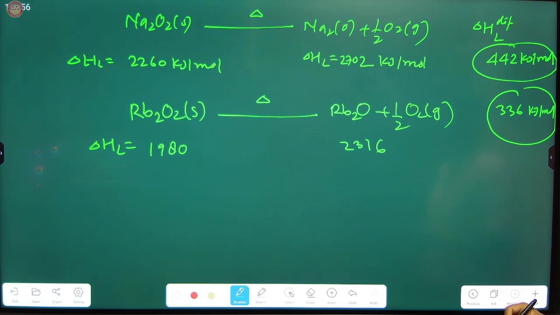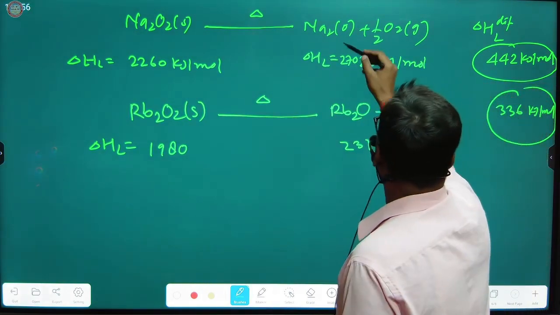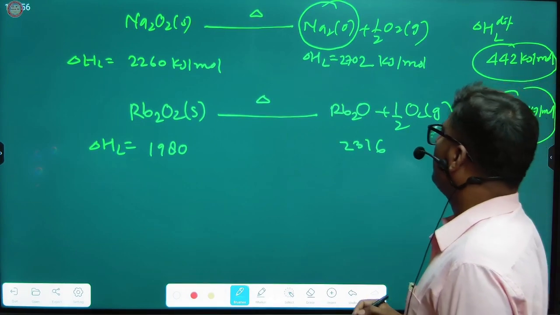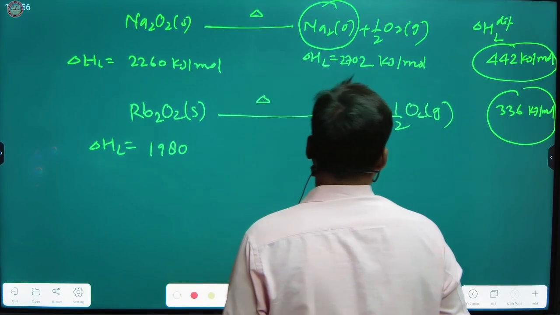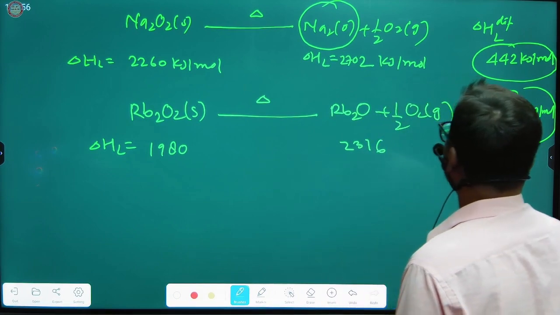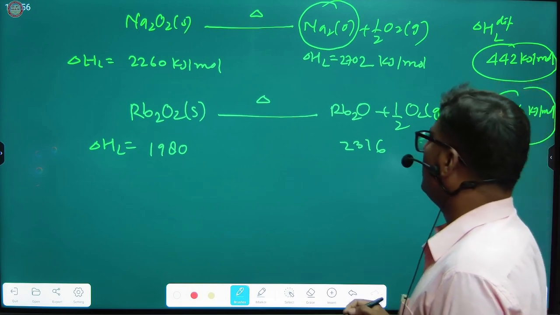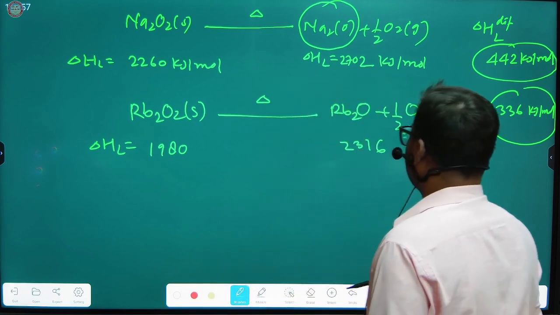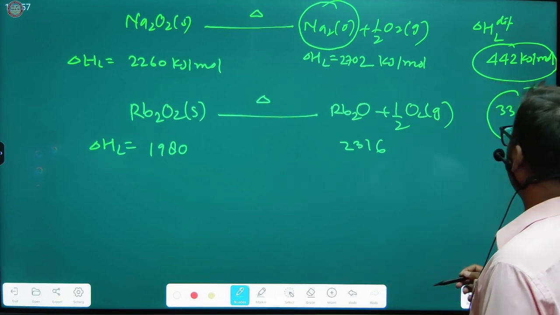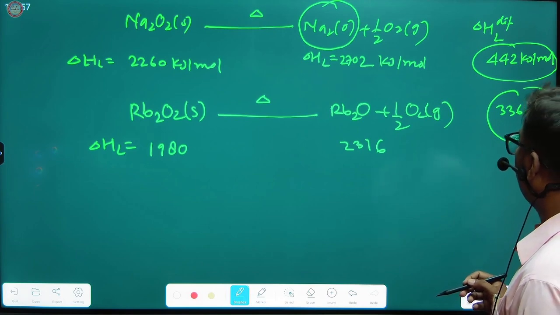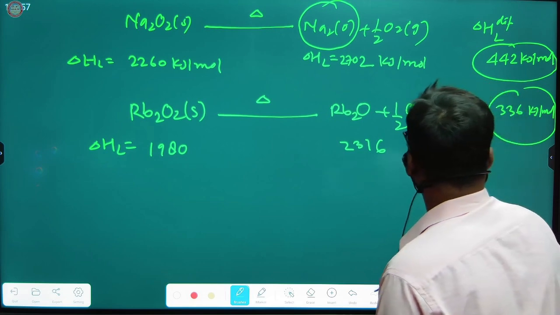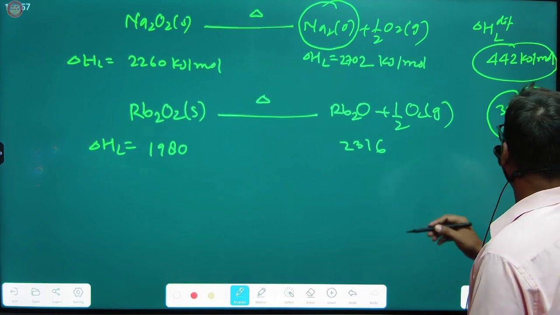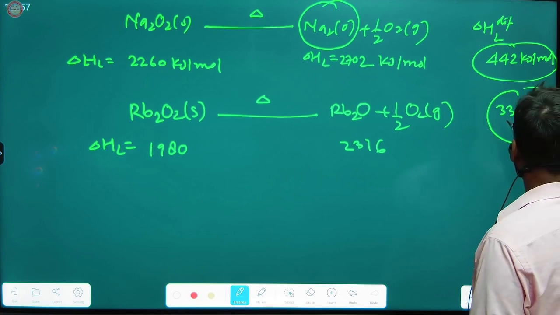So what it indicates is that this product is favorable, meaning sodium peroxide thermodynamically will undergo decomposition to form sodium monoxide, whereas potassium peroxide, rubidium peroxide, or cesium peroxide do not undergo thermal decomposition at normal temperatures to form monoxides, because the stability of these monoxides is low, because here the lattice enthalpy difference is low.